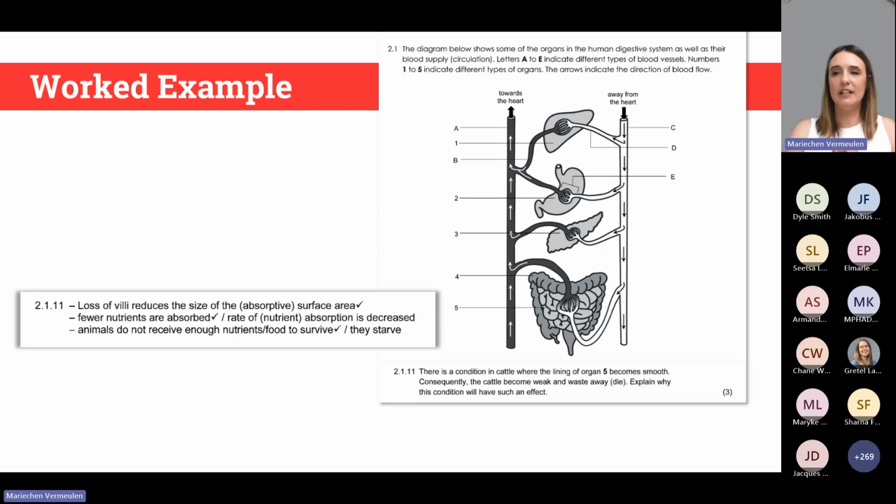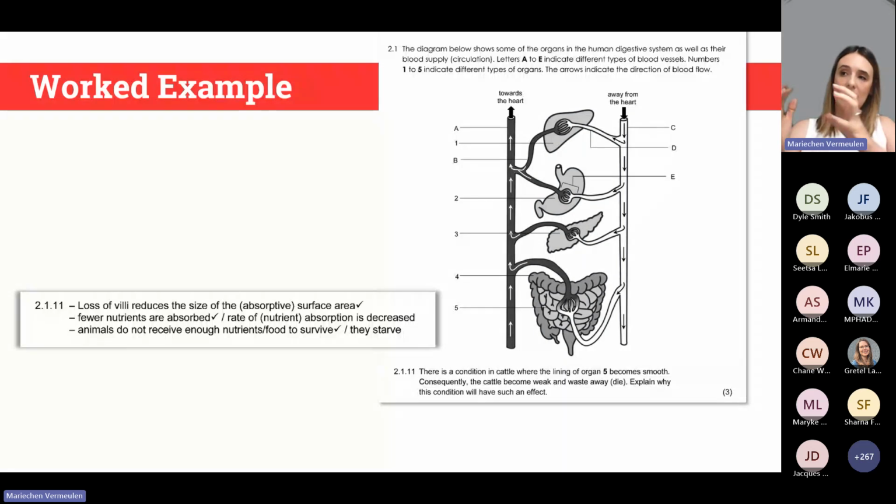And then let's look at the last question, 2.1.11. It says there is a condition in cattle where the lining of organ 5 becomes smooth. Consequently, the cattle become weak and waste away. They die. Explain why this condition will have such an effect. So if you look at the memorandum, it says the loss of villi reduces the size of the surface area or the absorptive surface area.